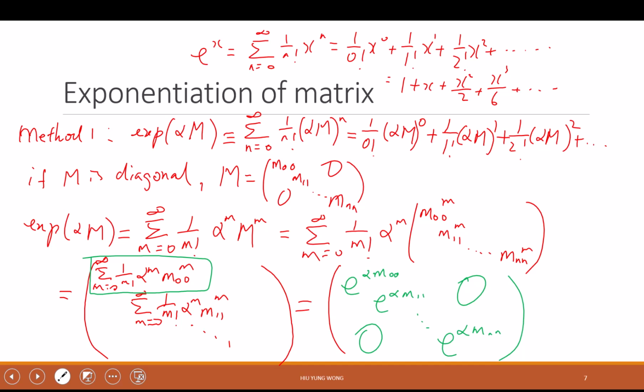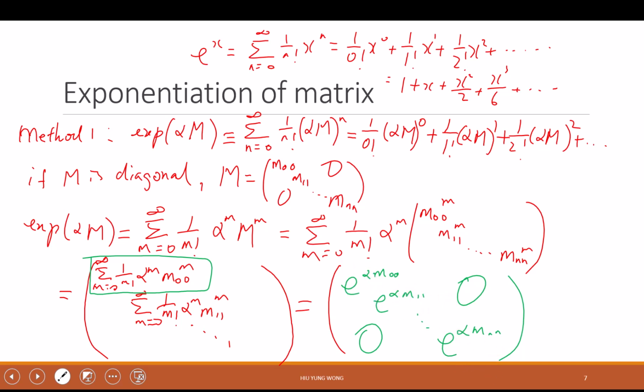And it's a diagonal matrix. When you multiply it by itself, it's just the same as the diagonal element raised to the power m, right? Just try it, okay? You just try to do a multiplication of a diagonal matrix by itself, right? You will see this. And if that is the case, then I'm just adding all these matrices together with different m. So I can just put this inside, right? And as a result, what is this? This is nothing but e to the power alpha M00, e to the power alpha M11, right?